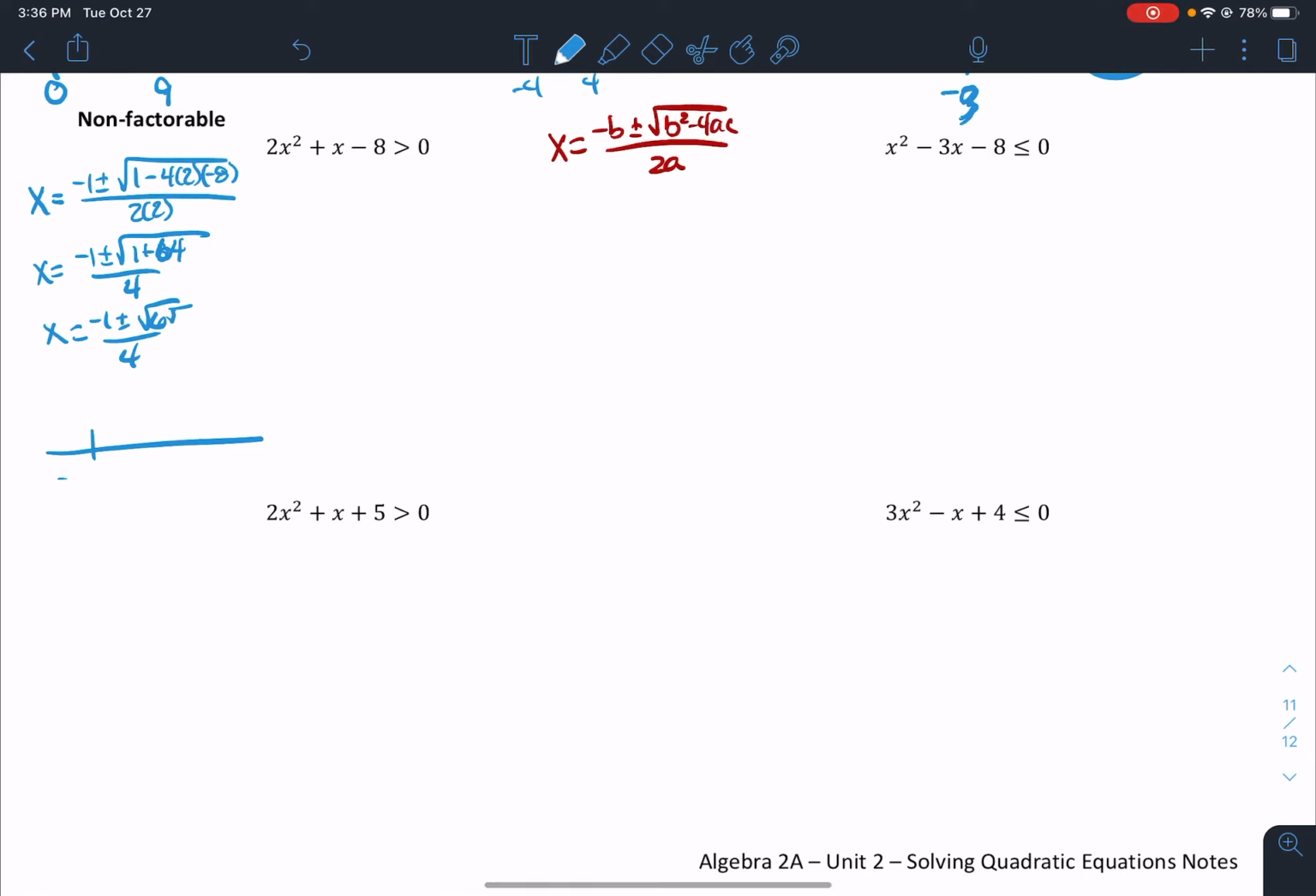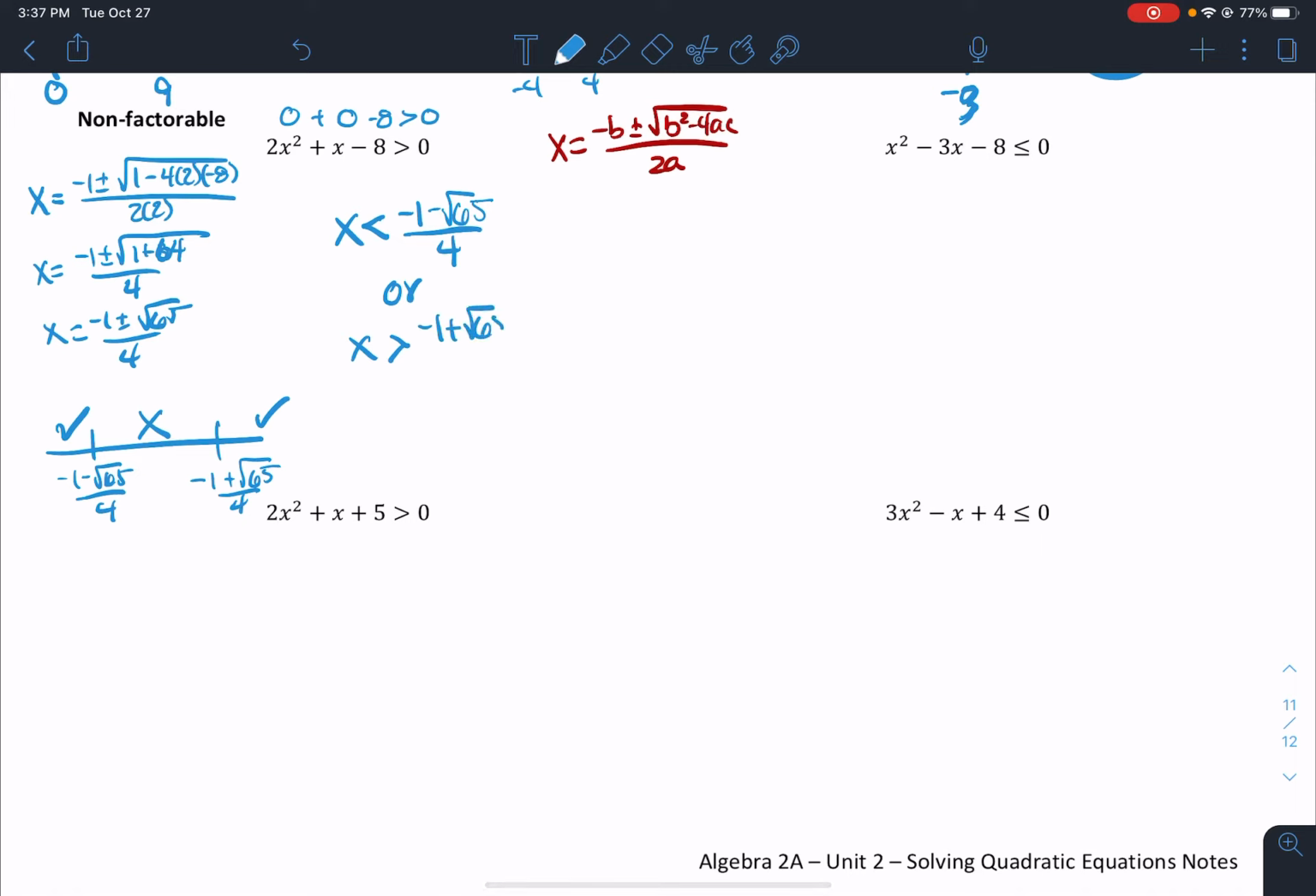So negative 1 minus the square root of 65 over 4, and negative 1 plus the square root of 65 over 4. All right. 0 is in between these two numbers because the square root of 65 is bigger than 1. So I'm just going to test 0. 0 plus 0 minus 8. Is that bigger than 0? It is not. So it does not work here. It does work over here. So x is less than negative 1 minus the square root of 65 over 4, or x is greater than negative 1 plus the square root of 65 over 4.